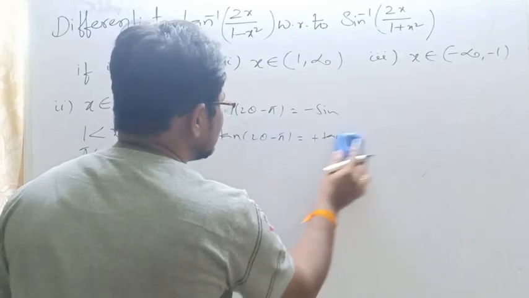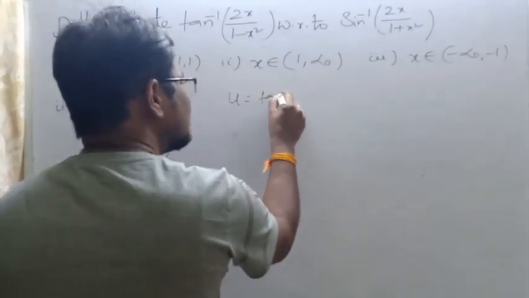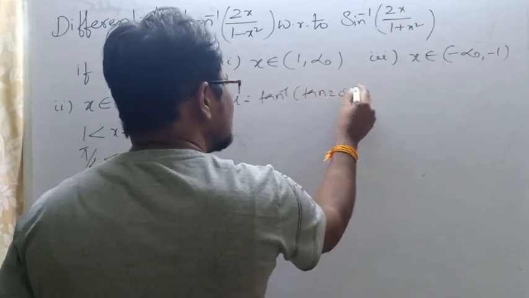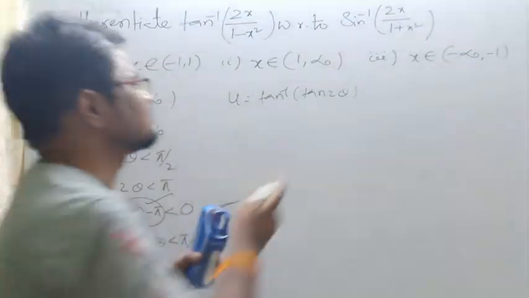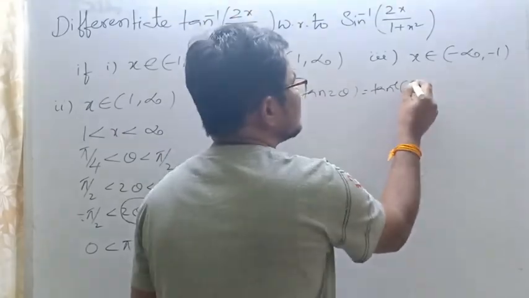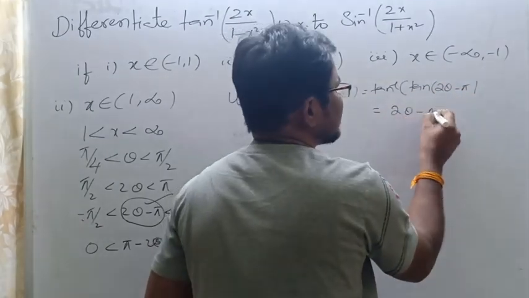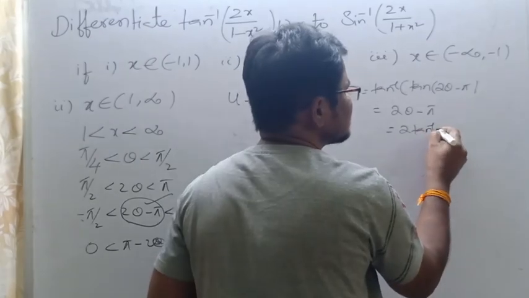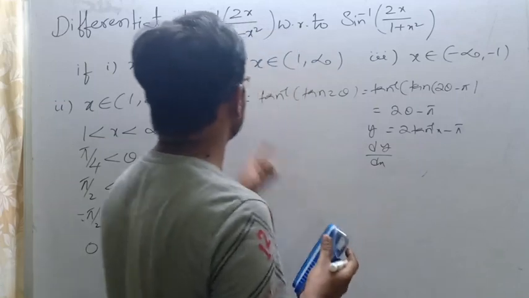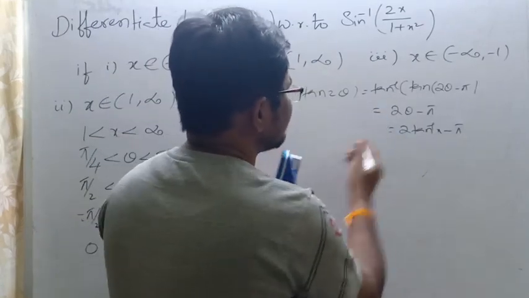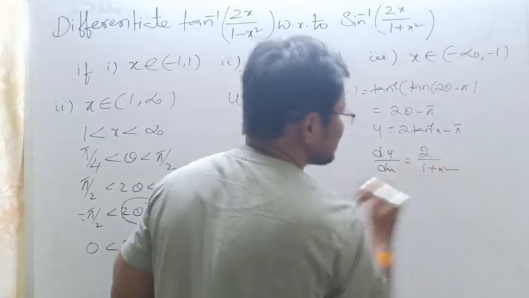So that's why u equals tan inverse of tan 2 theta, no? So you have to replace this 2 theta by 2 theta minus pi. That is equal to tan inverse of tan of 2 theta minus pi, which is equal to 2 theta minus pi, that is equal to 2 tan inverse x minus pi. So this is y. Now dy by dx, so this is u you taken, no? So du by dx equals 2 by 1 plus x square.